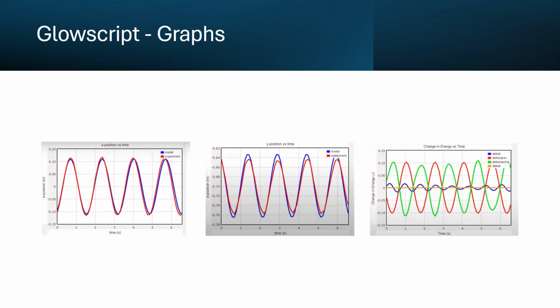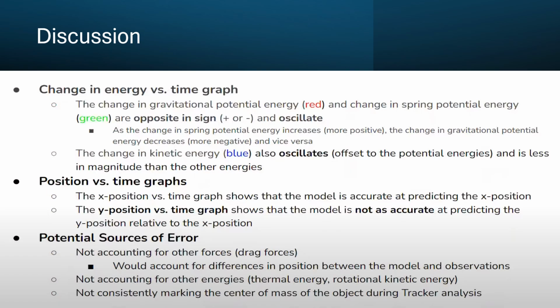On this slide we have the model versus the experiment. On the left and center we have x position versus time and y position versus time, and on the right we have the average change in energy, which is 0. The change in gravitational potential energy and the change in spring potential energy, in green, are opposite and oscillate. The x position versus time graph shows that the model is accurate in predicting the x position, while the y position is a little bit less accurate.